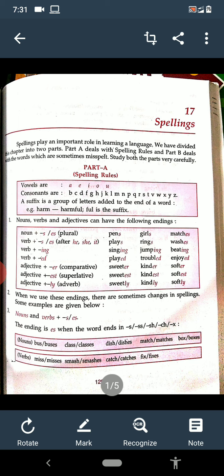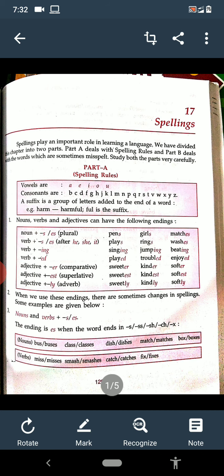When we use these endings, there are some changes in spelling. And some examples are given below. Noun plus verbs, S or ES. The ending is ES when the word ends in S, SS, SH, CH and X. Bus, buses, class, classes, dish, dishes, match, matches, box, boxes. And see the verbs: miss, misses, smash, smashes, catch, catches, fix, fixes. Right?